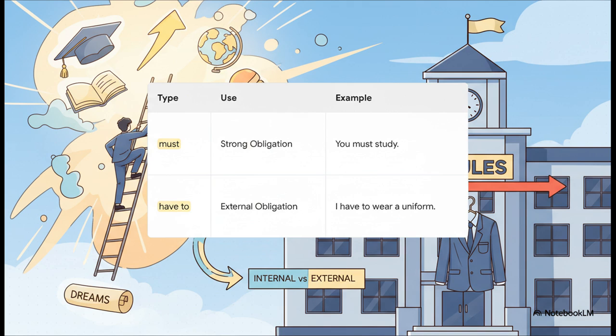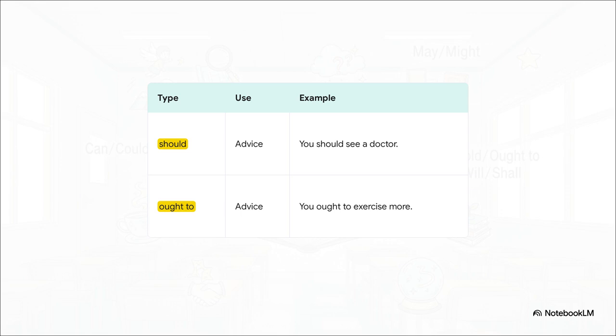See the difference? And our last pair for today, should and ought to. These two are super simple. We use both of them to give advice or a recommendation, untuk memberikan saran. And guess what? They mean almost exactly the same thing. So if your friend says they're always tired, you can say, you should get more sleep, or you ought to get more sleep. Both are perfect ways to give some good advice.